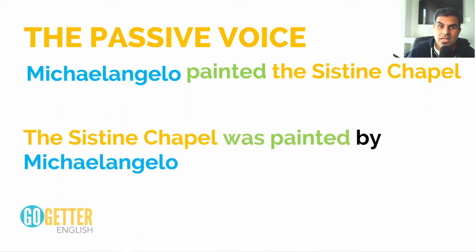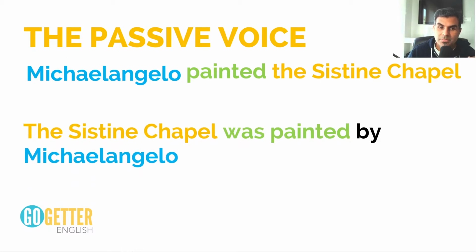Take a look at that. The Sistine Chapel was painted by Michelangelo. Now, in this passive sentence, I wanted to focus a bit more on the Sistine Chapel rather than just Michelangelo. That's why I changed the order of the sentence, and transformed the verb into the verb to be and the verb in past participle, which we will take a look at right now as to how we can focus on the form of passive sentences using just the verb to be and the past participle.